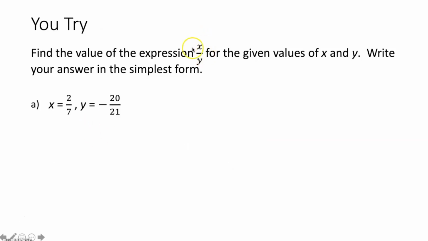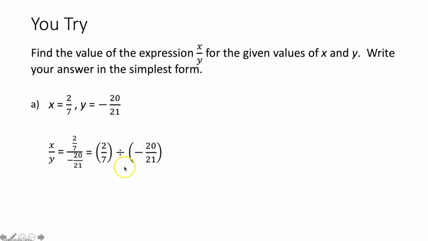You try. Okay, doing the same thing. We still want to evaluate this expression, x over y, and they give us what x and y are equal to. So we're going to take 2/7, plug that in for x up here, take negative 20 over 21, plug that in for y down here. Now we've created something called a complex fraction, where our numerator and denominator are fractions. All you have to do to simplify this is recognize that this is the same as 2/7 divided by negative 20 over 21, which we can rewrite like this.